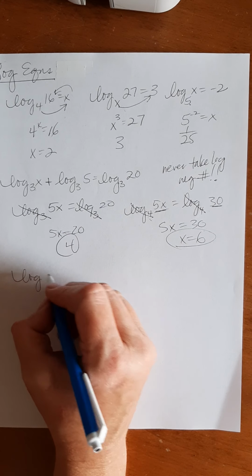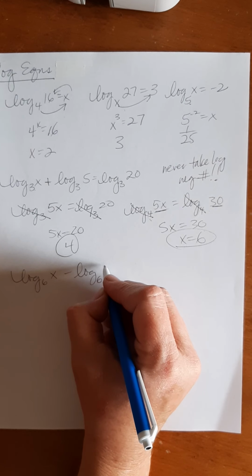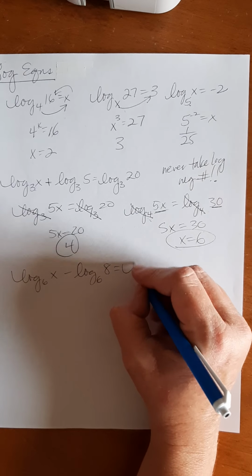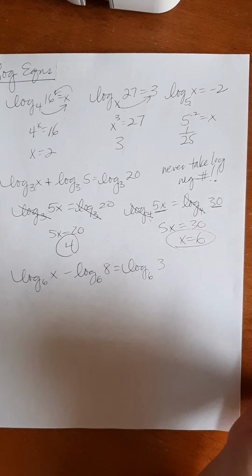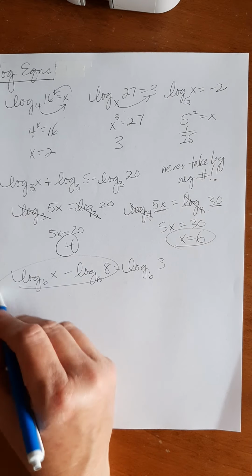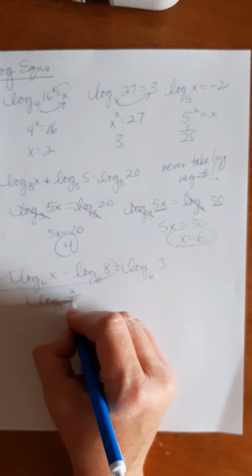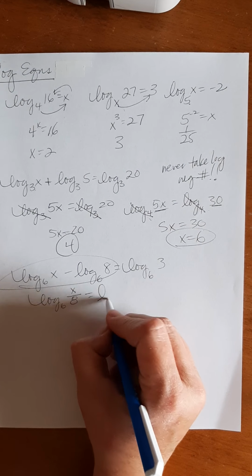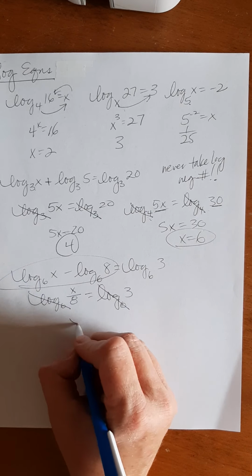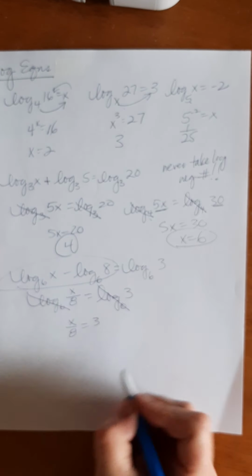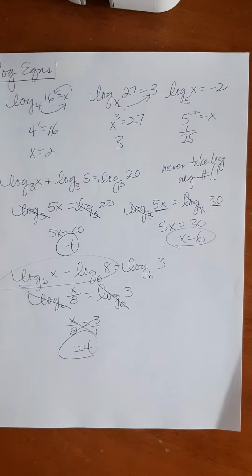Just like if I had log base 6 of x minus log base 6 of 8 equals log base 6 of 3. Condense the left-hand side. So log base 6 of x over 8 equals log base 6 of 3. Logs cancel. So if I have x over 8 equals 3, x is 24.